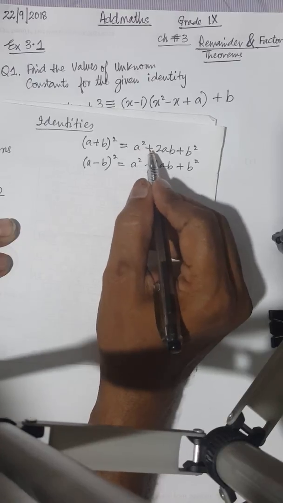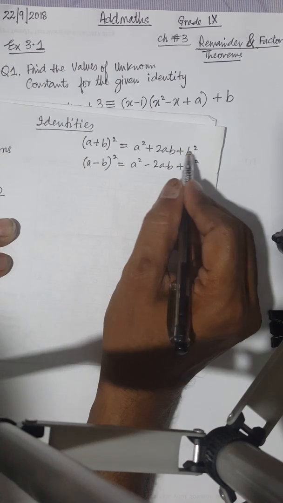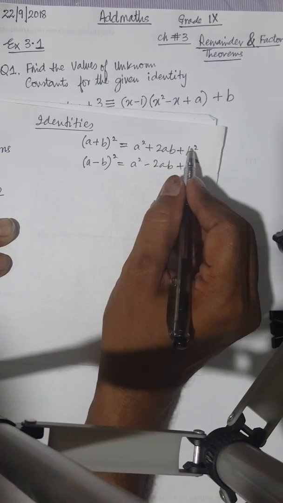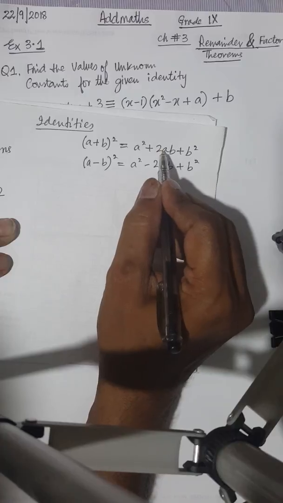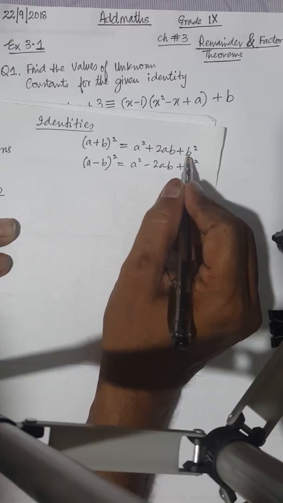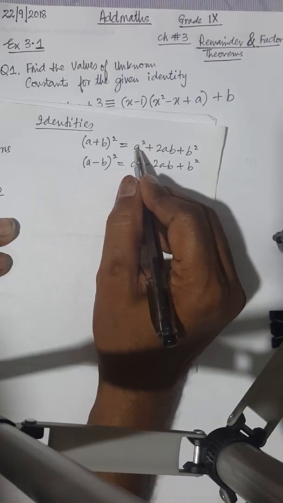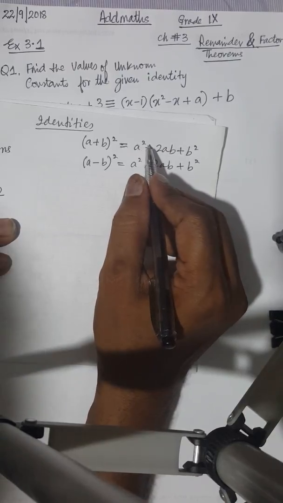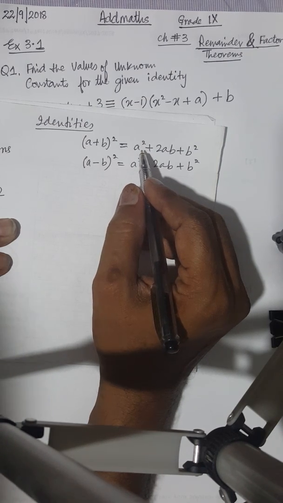1 square plus 2 multiplied by 1 multiplied by 2 plus 2 square. So again I'll get the result: 1 square is 1, 2 multiplied by 1 is 1, 2 2s are 4, plus 2 2s are 4, 4 plus 1, again we get the same result as 9. So this is the reason we call this an identity.